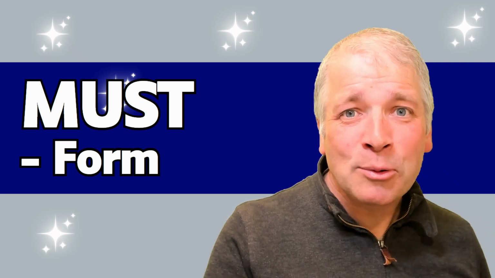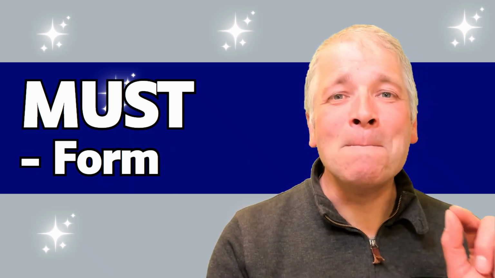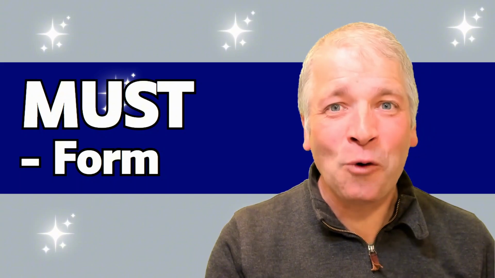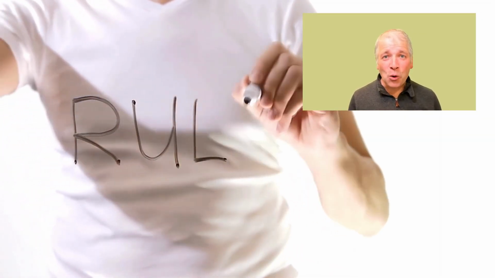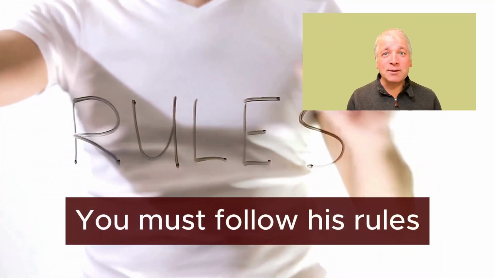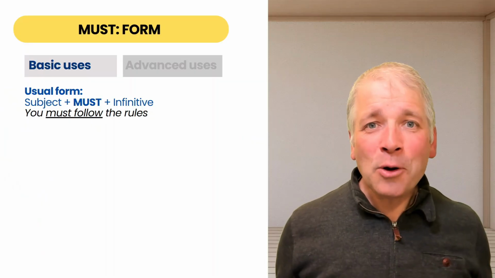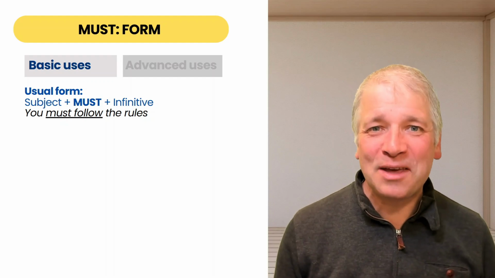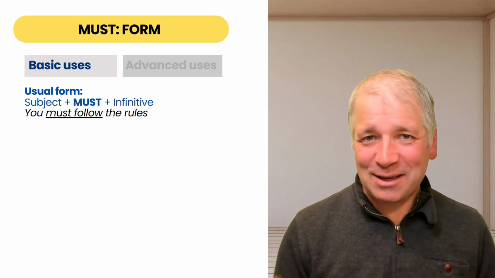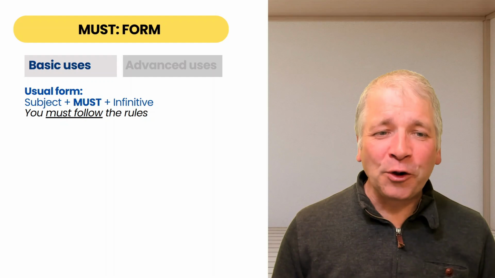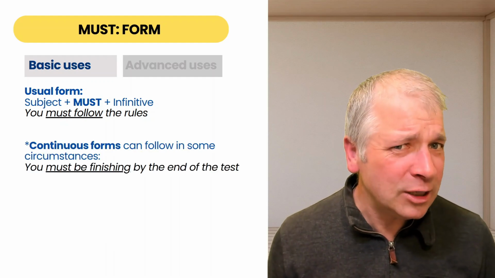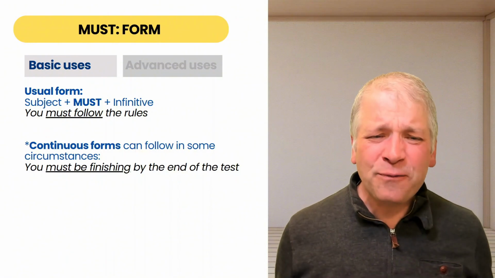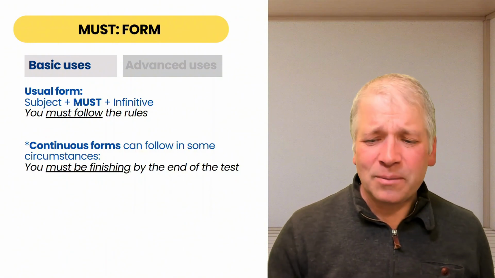Let's look at one of the most common modal verbs, must. Let's start with its formation. This man is in charge of your business, so you must follow his rules. So the modal verb must is commonly associated with rules, as in the example. You must follow the rules, subject, must, infinitive. We can use the continuous form sometimes. You must be finishing by the end of the test.